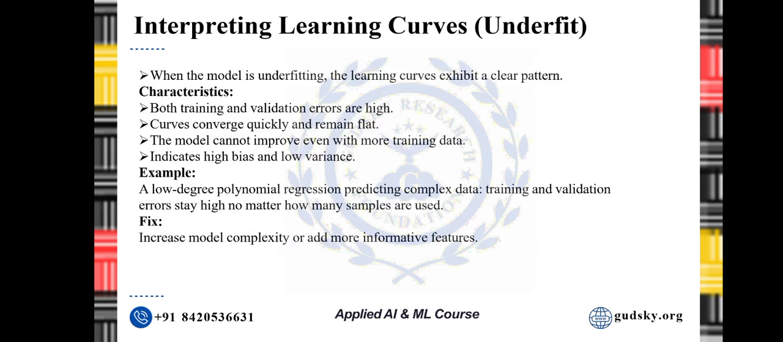And for the next slide, interpreting learning curves: underfitting. When a model is underfitting, the learning curves tell a very clear story. Here is what you will see. The characteristics: both training and validation errors are high. The curves converge quickly and remain flat. Even if you train longer, there is no improvement. The model simply can't represent the data pattern.